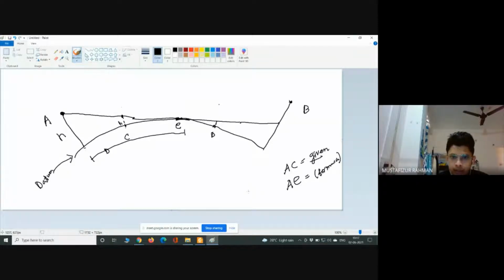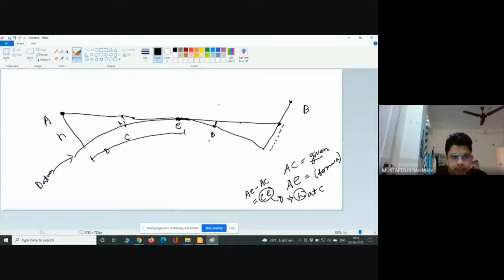And then AE minus AC will give us the distance of CE, right? Now this can be a new d in the formula, and we can find h at C point. So that is the idea. Similarly, we can find ED, and we can find what is the height here at D point, right? And similarly, we can also find what is the height at this point, this height.